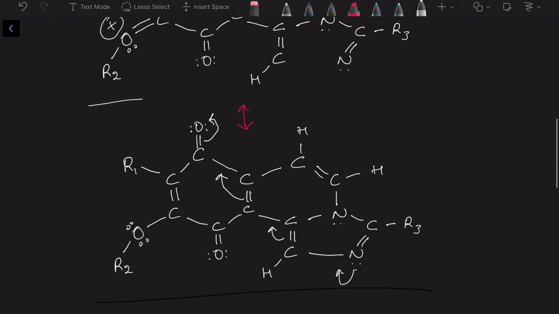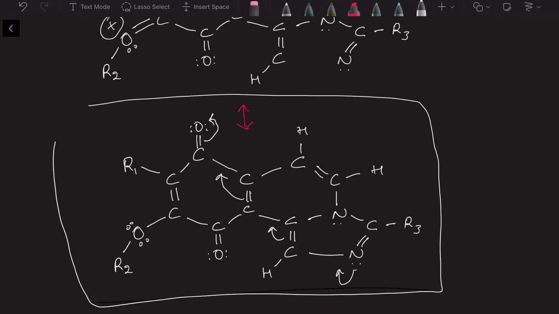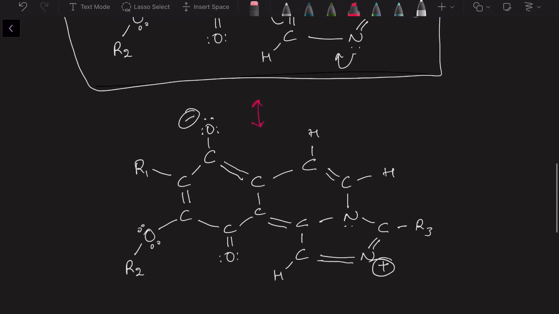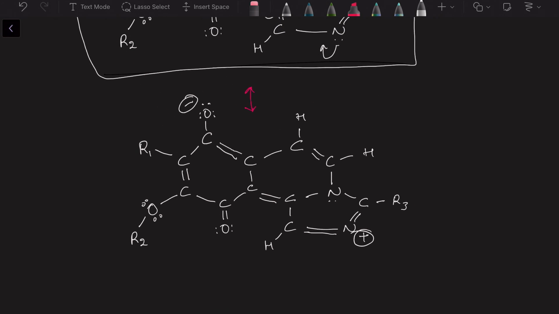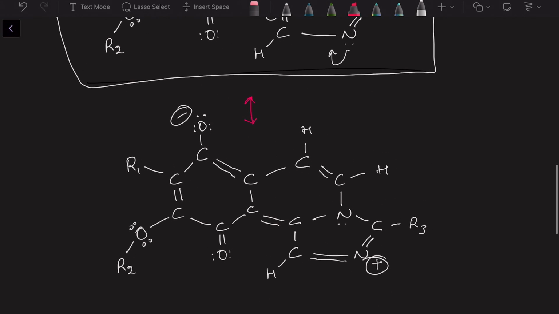Again, this structure in the middle is the best structure because it doesn't have any formal charges. And the first and last structures have formal charges on highly electronegative atoms, which is bad. But again, it's a resonance structure. It contributes to the overall real structure.